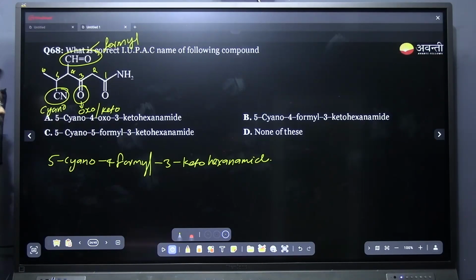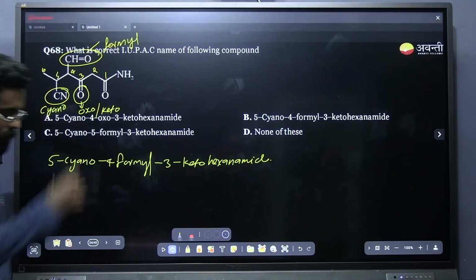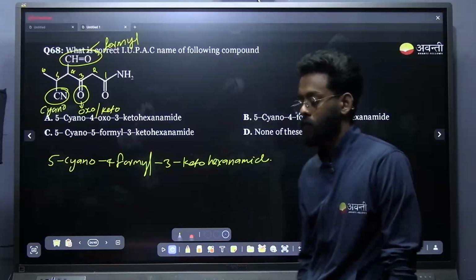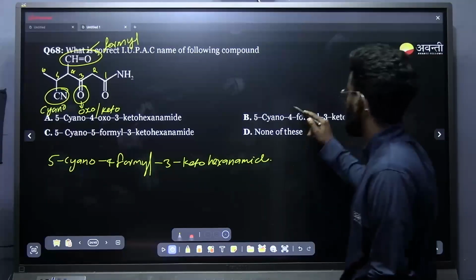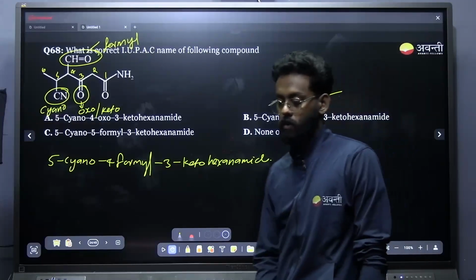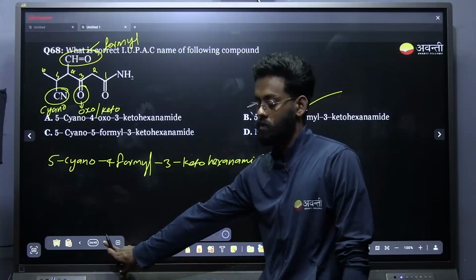Check which is the higher priority, that is our main functional group. Remaining all will be substituents. Shall I move? What is the answer? 5 cyano, 4 formyl, 3 keto hexanamide. Okay. Yes, moving to the next question.